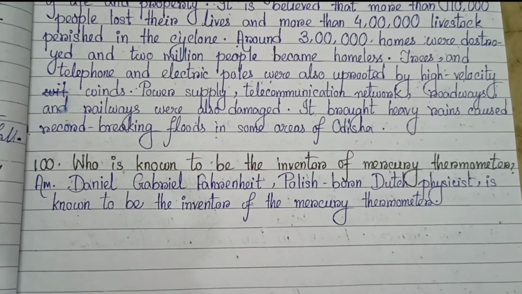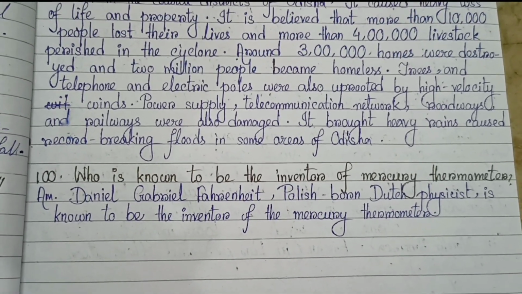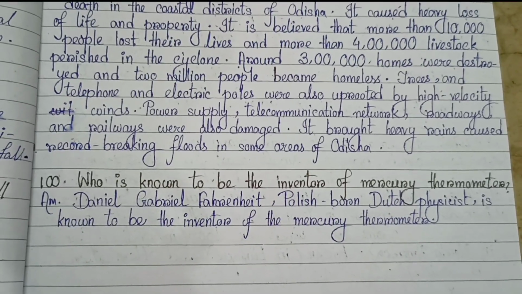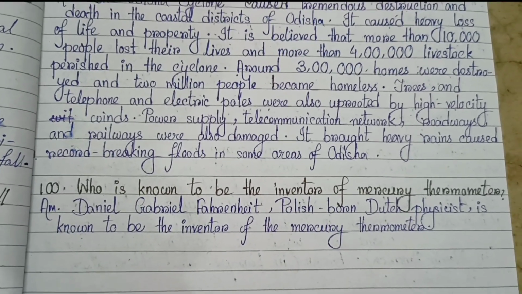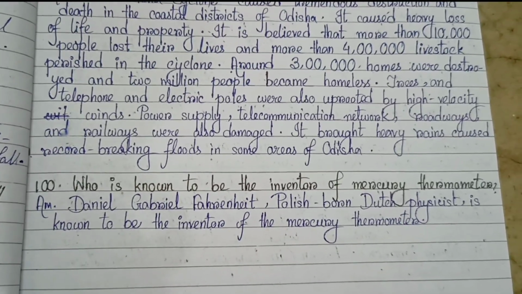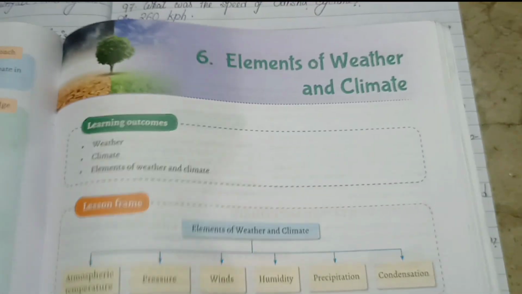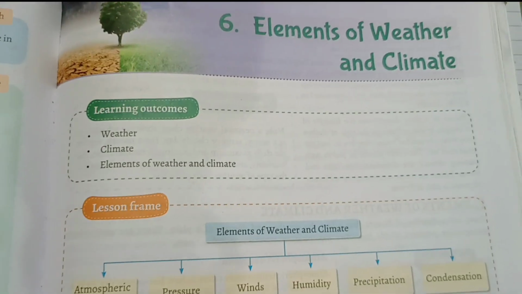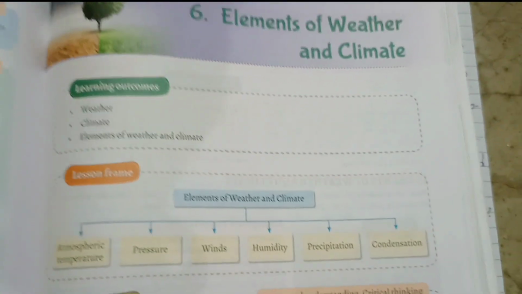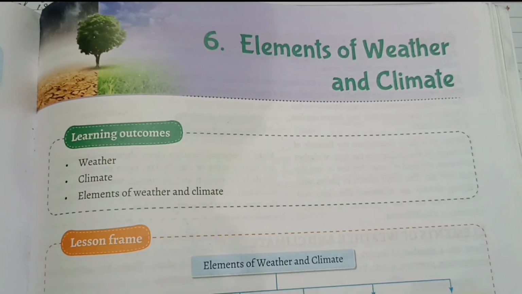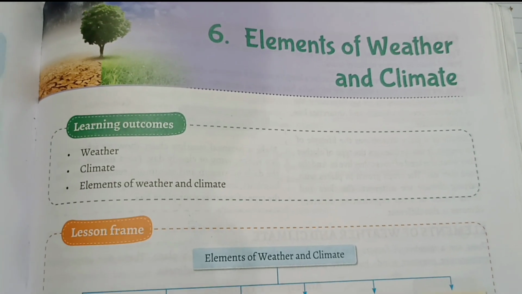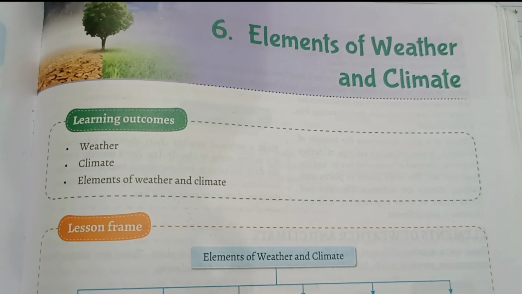Last question, number 100. Who is known to be the inventor of the mercury thermometer? Daniel Gabriel Fahrenheit, Polish-born Dutch physicist, is known to be the inventor of the mercury thermometer. So total 100 question answers are there in these four parts. Parts 1, 2 and 3 are given in the previous videos. If you have missed them, then please check out those videos from the description box or playlist.